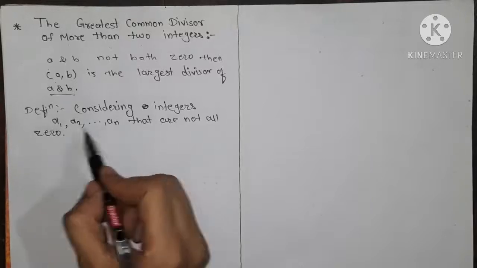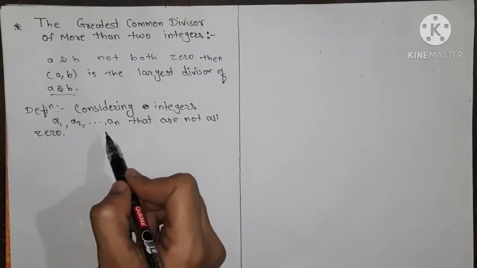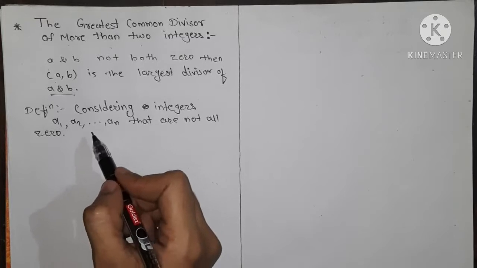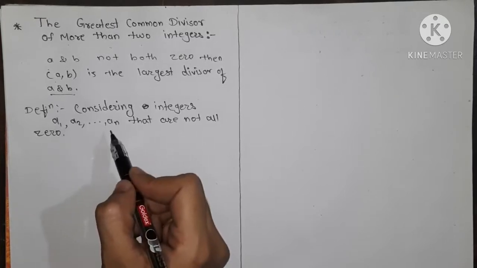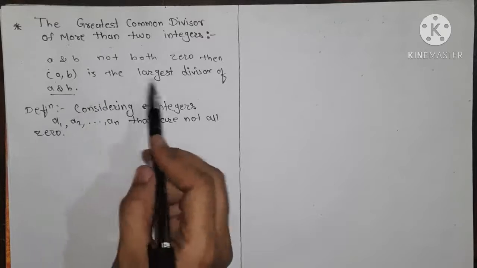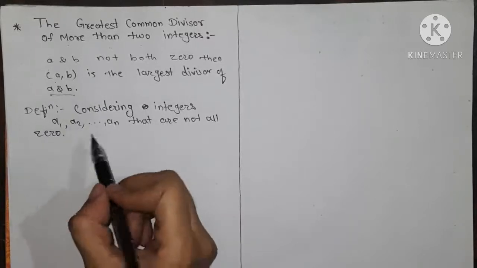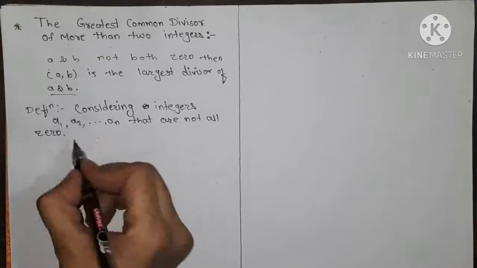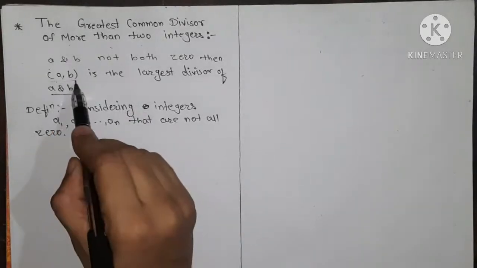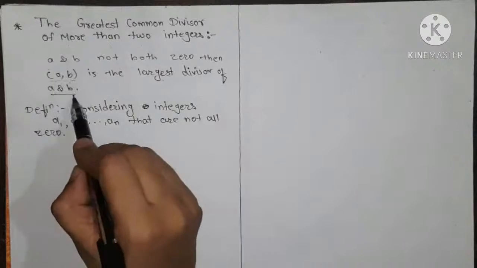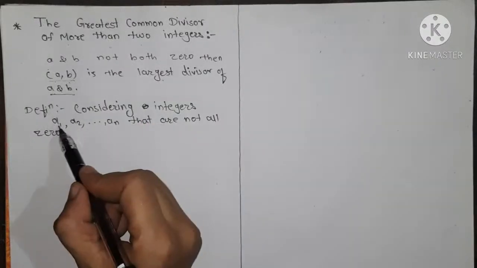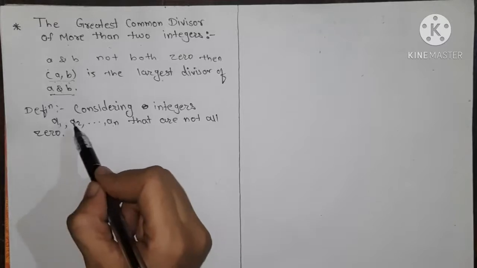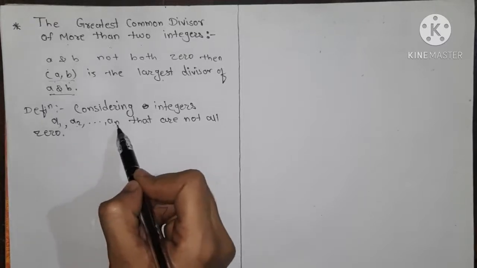That is, all of these integers are not 0, because if all of them are 0, then the GCD cannot be found, as we see in the definition of the largest divisor of two integers. So we require that not all are 0. Then, as for two numbers the GCD is the largest divisor of a and b, in the same way the GCD of a1, a2 up to an is the largest divisor which divides a1, a2 and so on an.